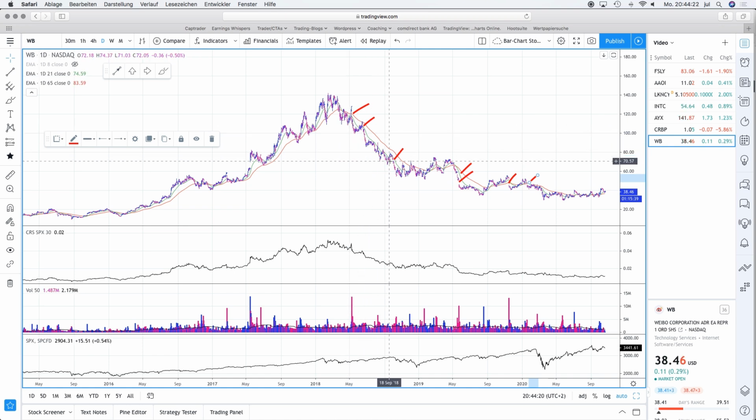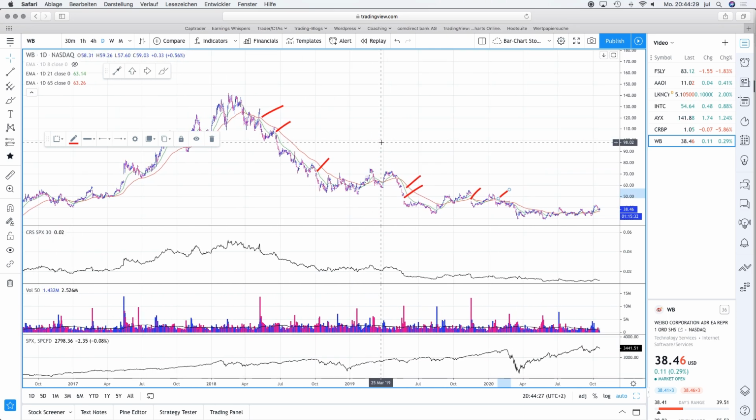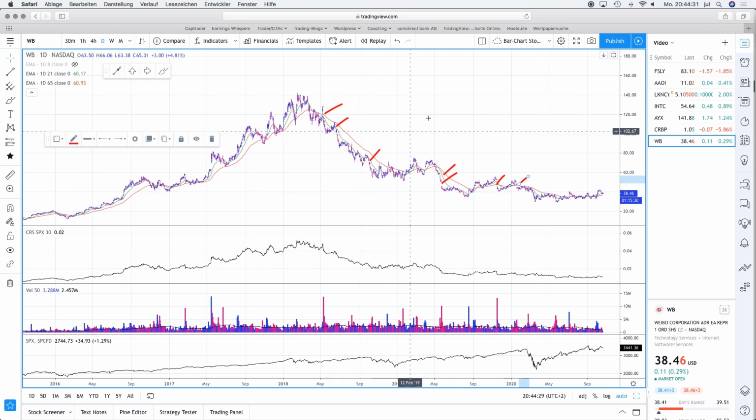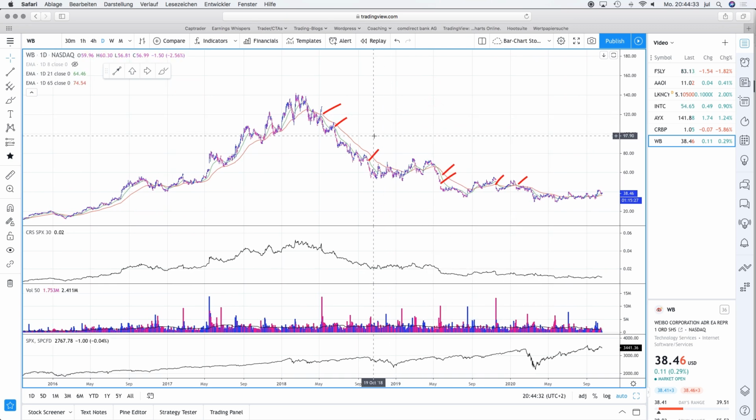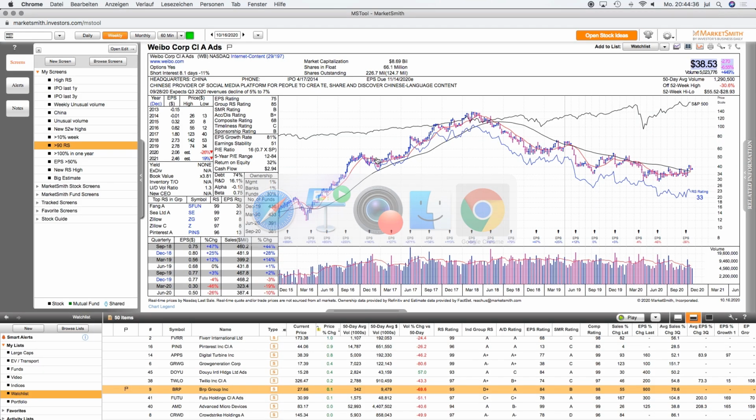So that means institutions expected a slowdown in the growth of the company, and they sold the stock aggressively on the downtrend here. And you can see that I prepared that also in MarketSmith here. You can see that Weibo really changed the sales growth and the EPS growth in December 2018. That was before the downtrend really started.